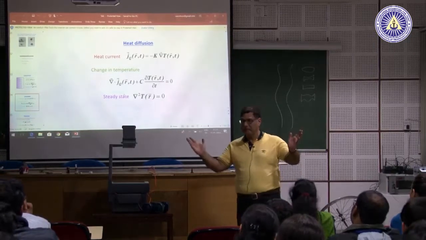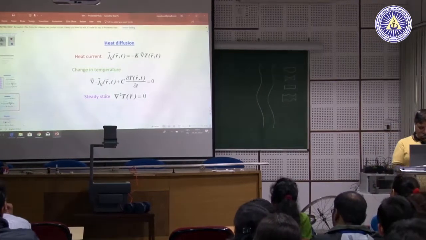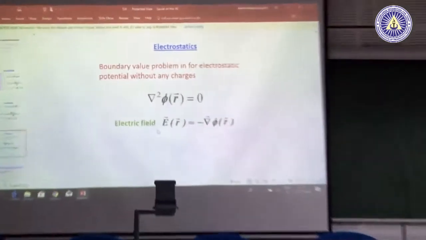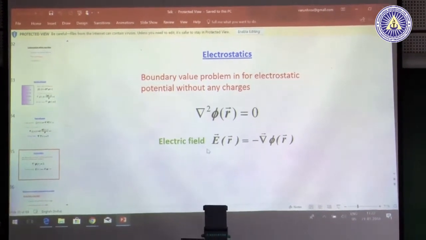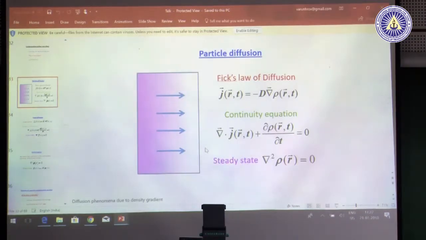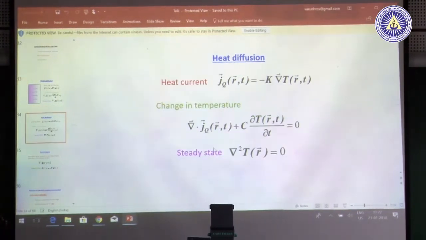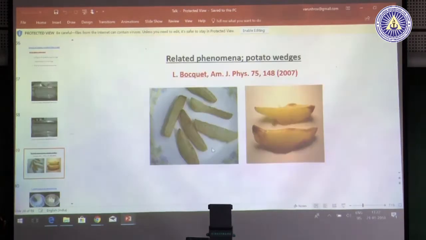I am connecting, right. And so, they are all related, and I will show it to you. So, electrostatics, del square phi equals 0, electric field is gradient of potential, flow of heat is gradient of temperature, flow of particles is gradient of diffusion. So, electric field corresponds to heat current or particle current. Now, let us see what happens.